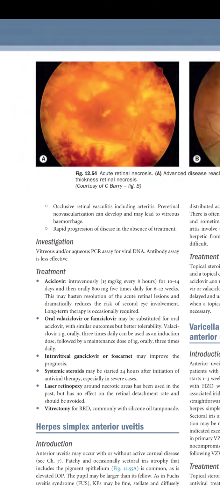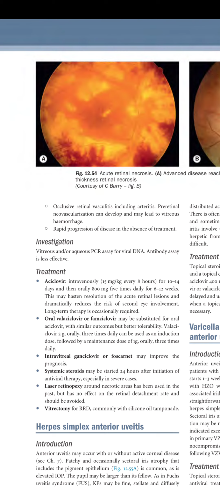So treatment is basically antivirals. Acyclovir intravenously 15 milligram per kg every 8 hours for 10 to 14 days, and then orally 800 milligram 5 times daily for 6 to 12 weeks. This may hasten resolution of the acute retinal lesion and dramatically reduces the risk of secondary involvement. Long-term therapy is occasionally required.